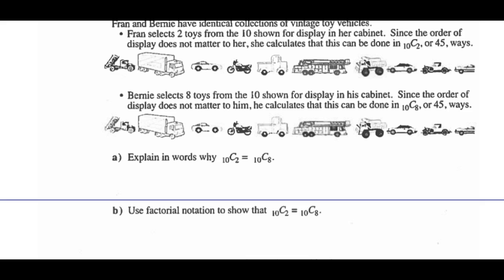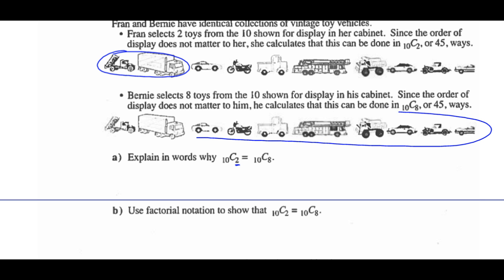Interesting. Well, we could say that by selecting 2 toys to display from the 10, let's say you select these 2, you're also really selecting 8 toys, maybe these 8, to take out of the cabinet, right? So 10 combinations of 2 is the same as 10 combinations of 8.